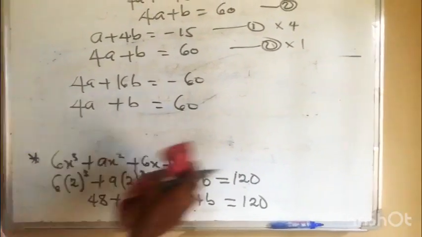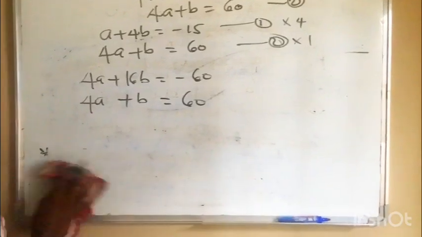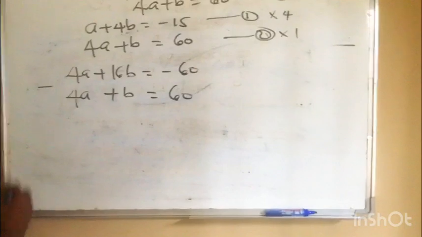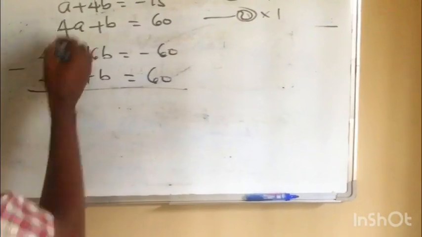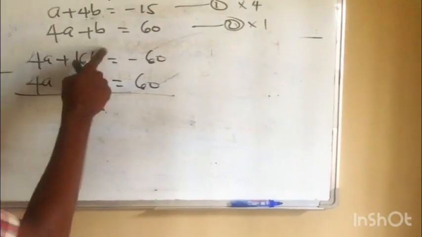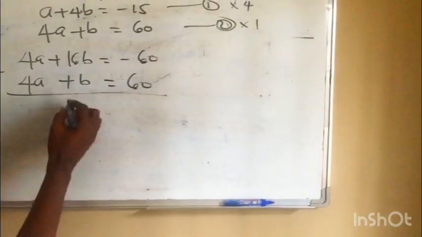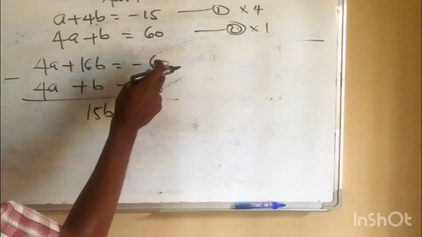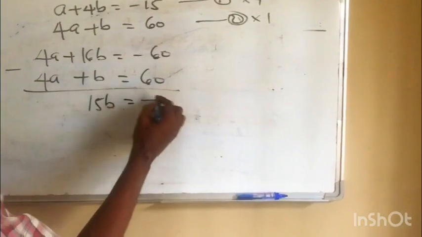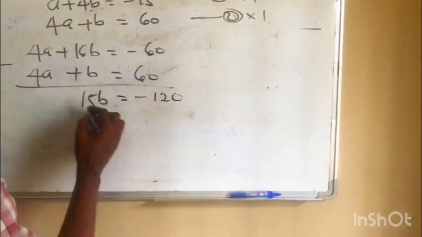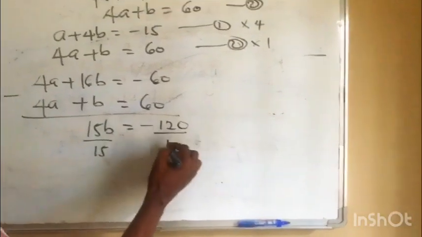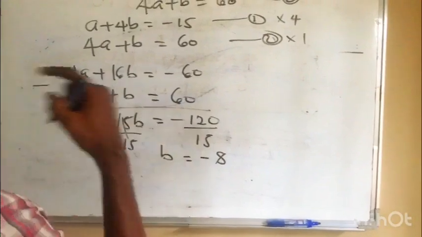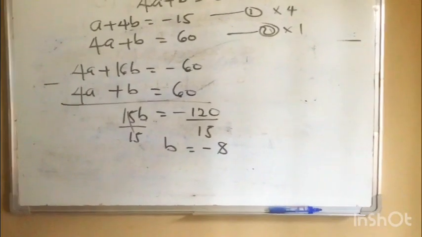Now from here, since the variable we want to eliminate has the same sign, we just make sure that we subtract. If you subtract, 4 minus 4 gives us 0, 16b minus b will give us 15b, and minus 60 minus 60 will be minus 120. So we divide both sides by 15. That means my b will be equal to minus 8. 120 divided by 15, that's minus 8.